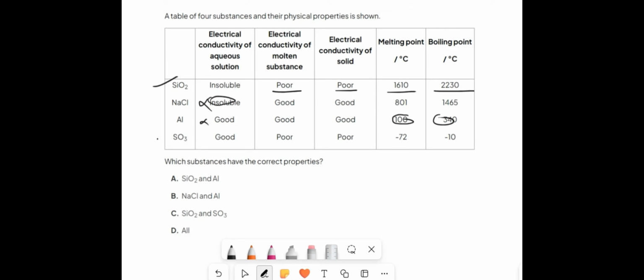SO3, when you dissolve in water, it forms H2SO4, which is an acid, and it can dissociate into ions. Hence, it is a good conductor in aqueous solution. But if I talk about SO3 in molten state, it is a poor conductor. It does not have any free electrons. Electrical conductivity in solid state is also poor because it does not have free electrons. Since SO3 is a simple molecular structure, melting and boiling point is also very low. Hence, this one is correct. So the correct option should be C, silicon dioxide and sulfur trioxide.